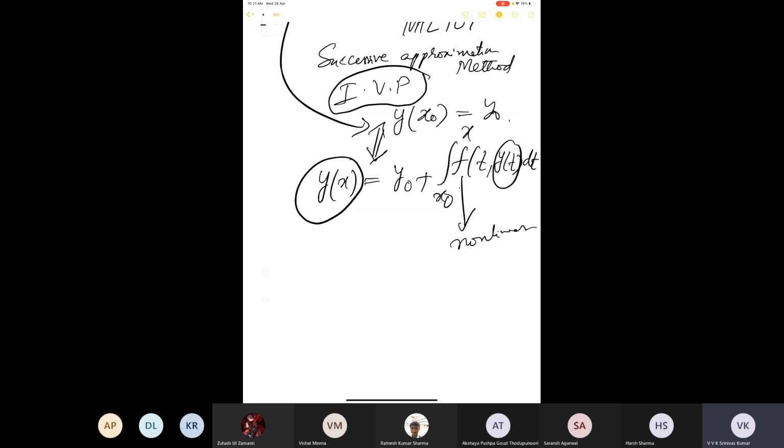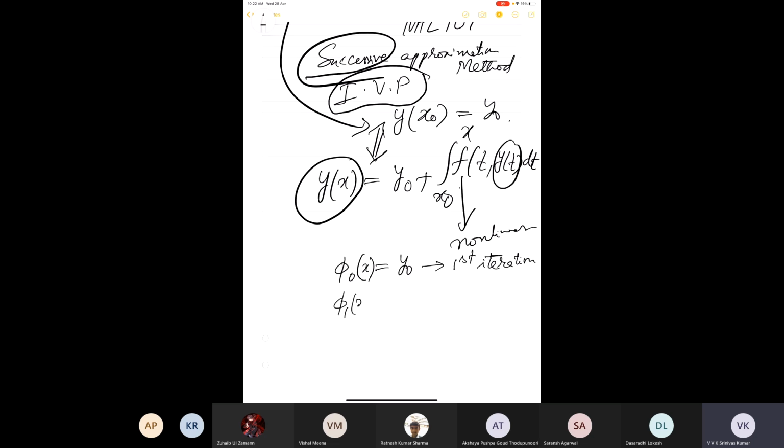Okay, so what are the approximations here? Let us first take phi 0 as y0. Phi 0 of x is equal to y0 itself. This is the first iteration. We are doing a successive approximation, and these are the approximate solutions, the first iteration or 0th level.